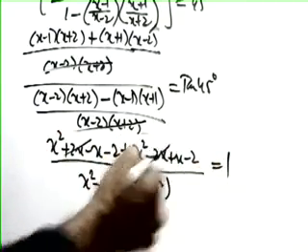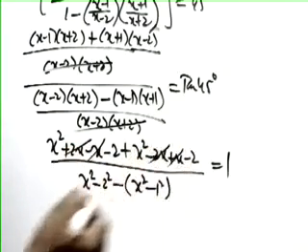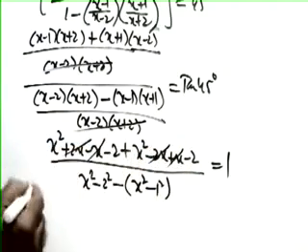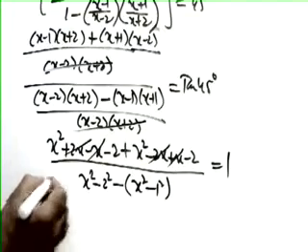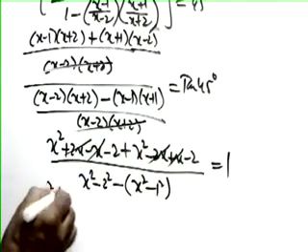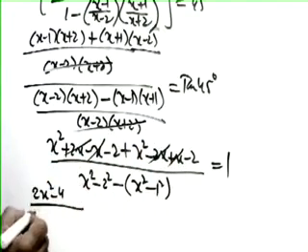Tan 45 is 1. Now we will cancel this: plus 2x minus 2x, minus x plus x will get cancelled. x square plus x square is 2x square. Now minus 2 minus 2 is minus 4.